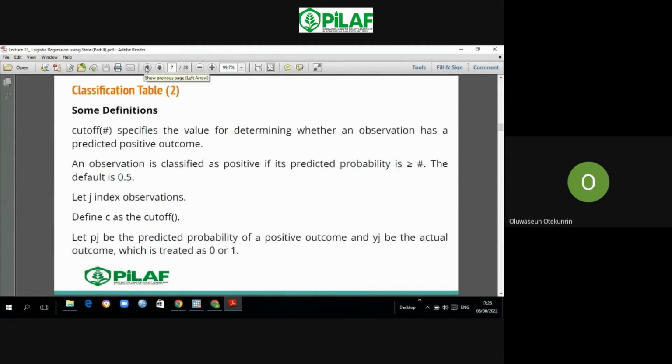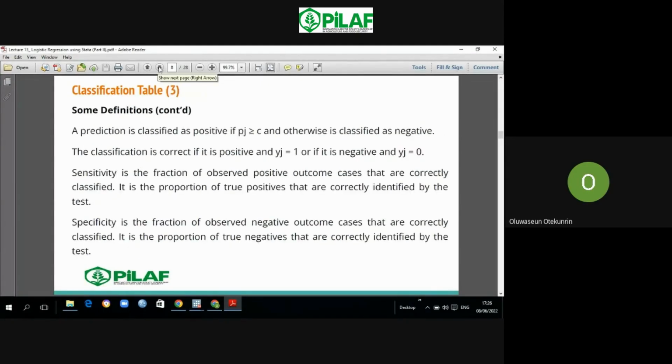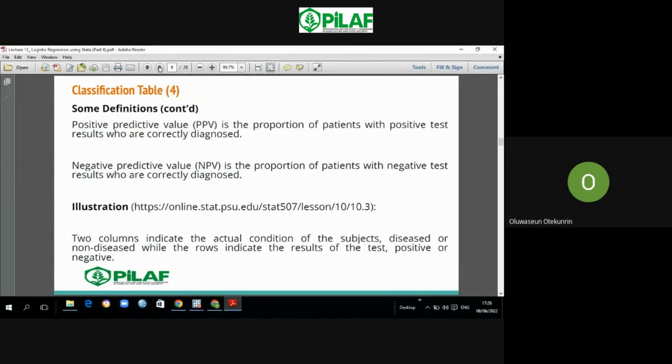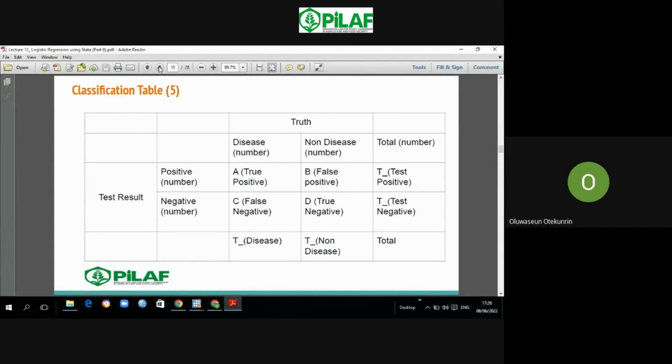I've tried to give some definitions here, but I want to explain in a clearer form by using this table to illustrate. If you look at this table, you will see that there are two columns, disease and non-disease. Disease means disease is present. Non-disease means disease is absent. The truth means you are talking about the real observations that you have. So those that have disease, you know them. Those that do not have disease, you also know them. What type of disease? Maybe malaria.